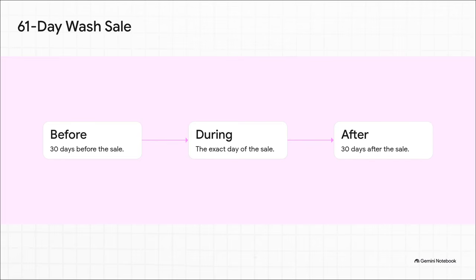If you're a non-dealer in securities and you sell shares at a loss, but then you turn around and repurchase identical shares within 30 days before or 30 days after the sale, you trigger a wash sale. The tax code basically assumes you're just trying to harvest a paper loss without really letting go of the asset. And the penalty? Your loss is entirely disallowed.